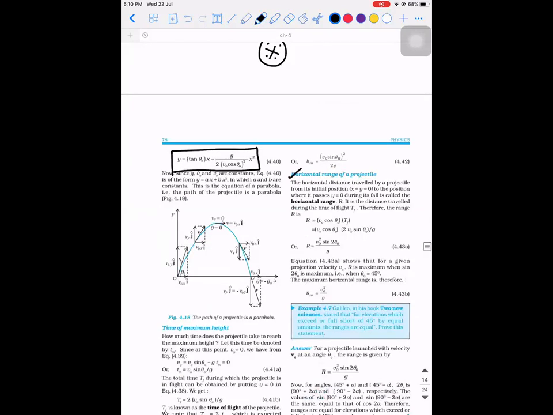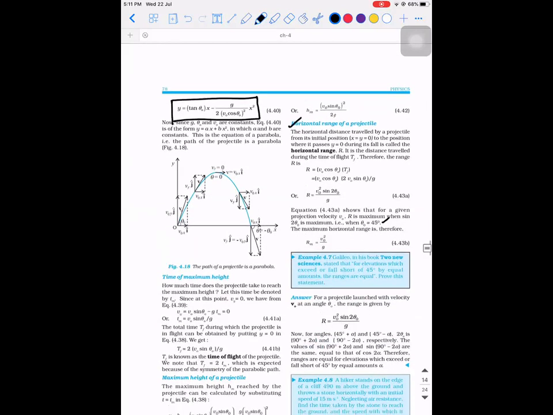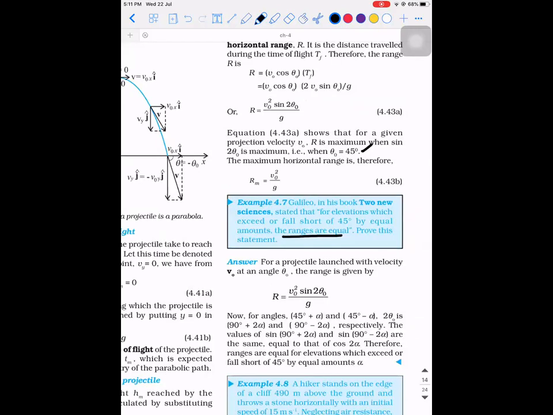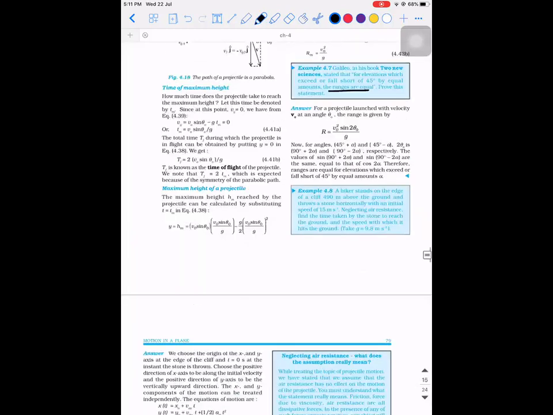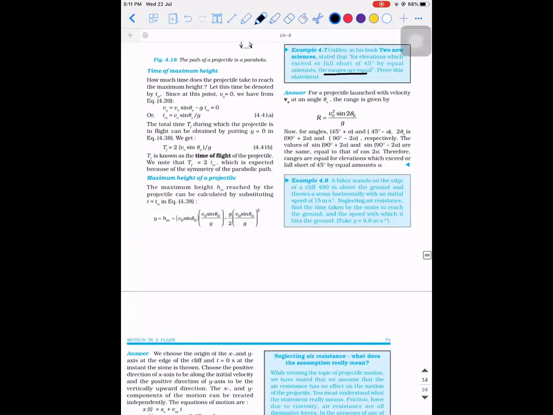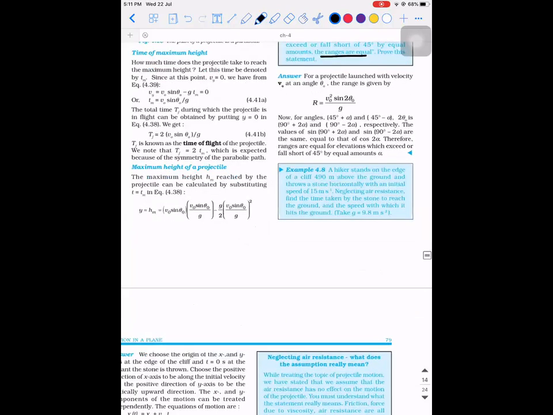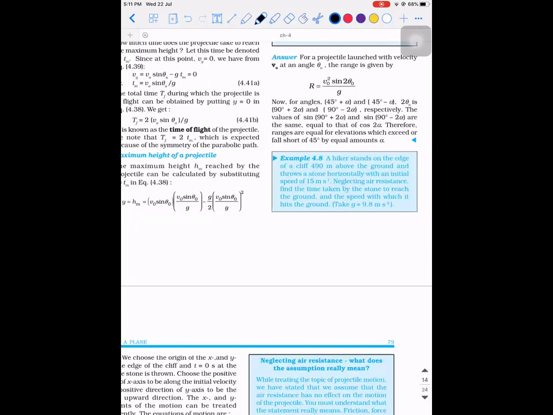Then we saw what is the horizontal range of a projectile. We saw when the horizontal range is going to be maximum, that is when theta is equal to 45 degrees. Then we saw that angles complementary to each other give equal range. Now we'll do a few more problems which are important from this chapter. Then we will see the concept of relative velocity in 2 dimensions.